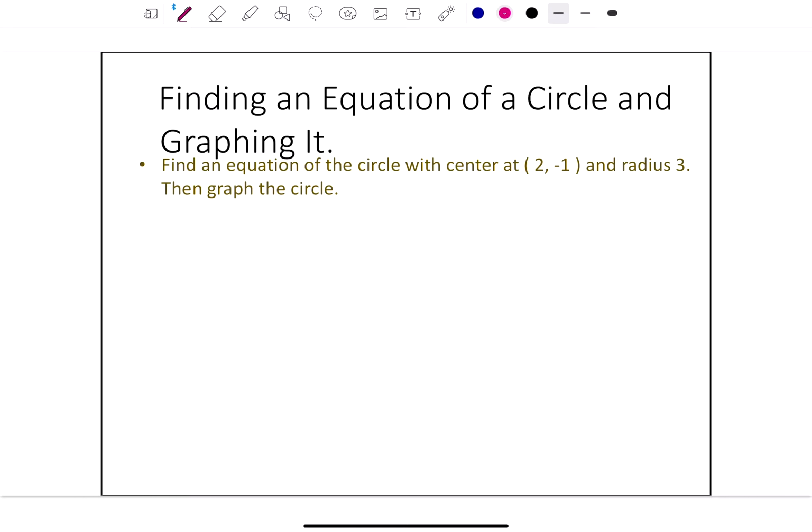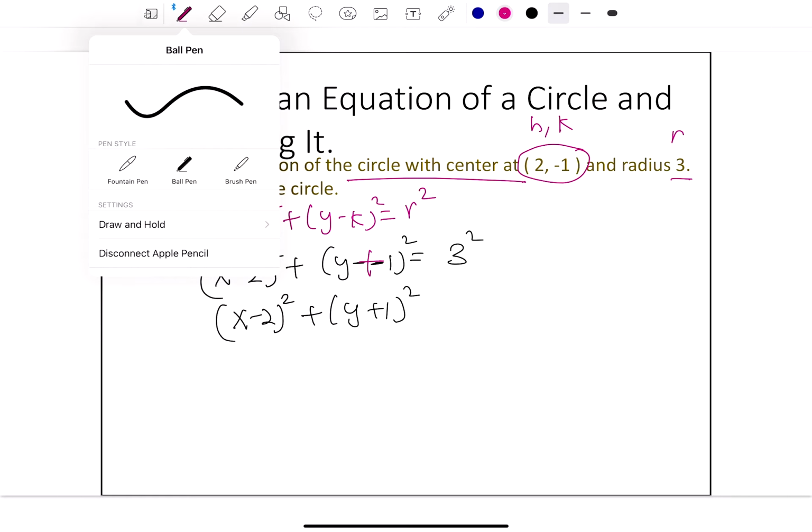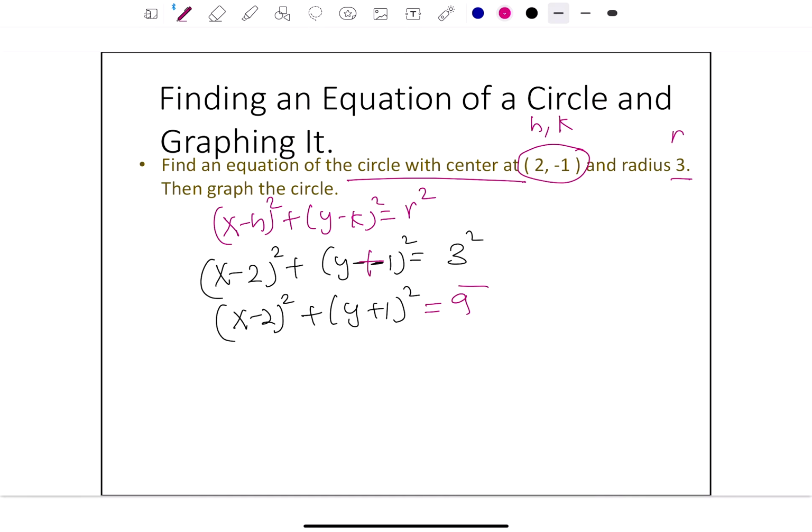Next, finding an equation of a circle and graphing it. Find an equation of a circle with the center 2, negative 1, and the radius 3. Remember, this is your h, k, and this is your r. x minus h squared plus y minus k squared equals r squared is the standard form of the equation of a circle. We have x minus 2 squared plus y plus 1 squared, because a negative and a negative will make it a positive, equals 9. And that's the equation of this circle.